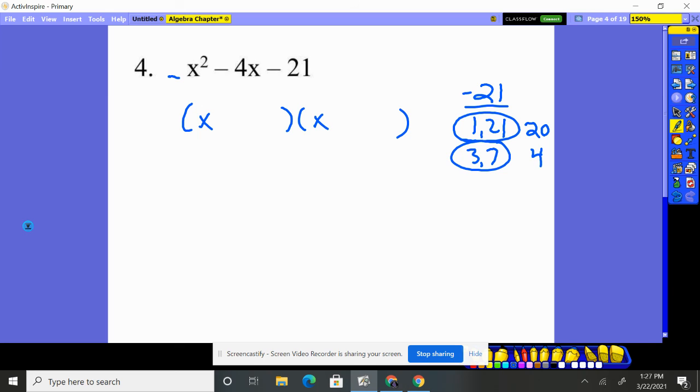What do we want to create? According to this, a negative 4 is what we want to create. So since I want a negative 4, the negative is going to have to go on the bigger number so that I lose more than I gain. A positive 3 and a negative 7 will give you that negative 4. So this is simply an x plus 3, x minus 7.